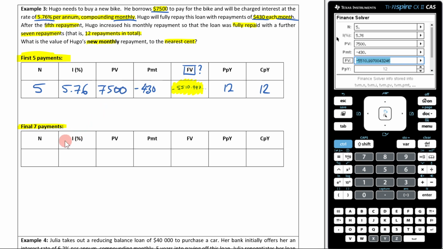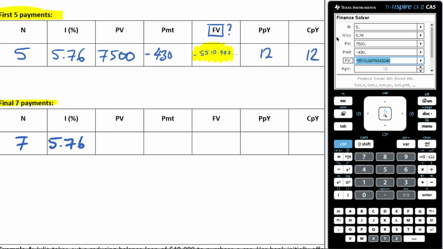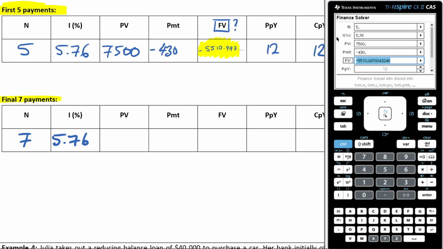Now when I come to the next 7 payments, which are the final 7 payments, let's just put in the information here. So let's go slowly through it. I know there's going to be 7 payments here. My interest rate hasn't changed. It's still 5.76. What is my present value? So at the start of making these 7 payments, what's my present value? And hopefully you can recognize that your present value is going to be what is left owing after the first 5 repayments. So you're taking this and putting it here.